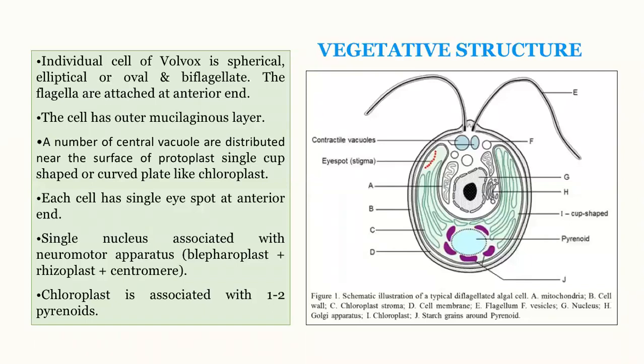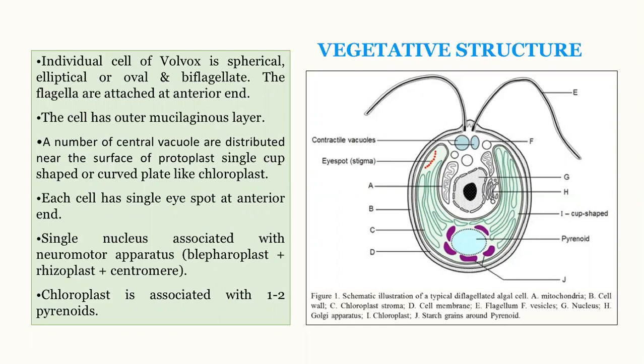So speaking about the vegetative structure, each single cell of the Volvox is spherical, elliptical or oval in shape. They have got two flagella and a cup-shaped chloroplast. They have a pyrenoid body which produces starch, and towards the anterior end near the flagella you can see the contractile vacuoles, and associated along with the chloroplast you can see pyrenoid bodies, as well as towards the anterior end you can see the eye spot. Eye spot helps in detecting the light and helps the whole colony swim towards light.